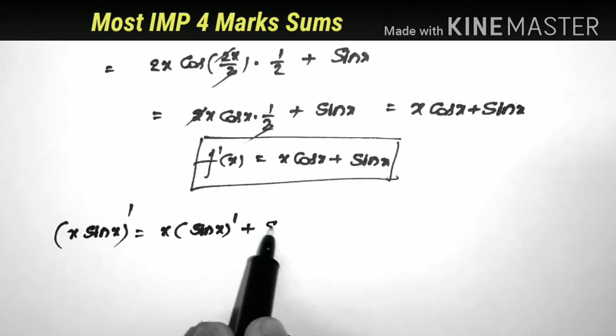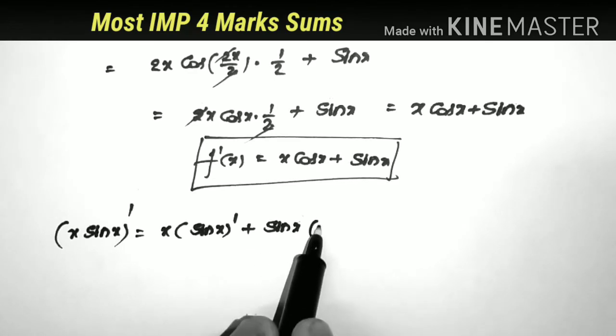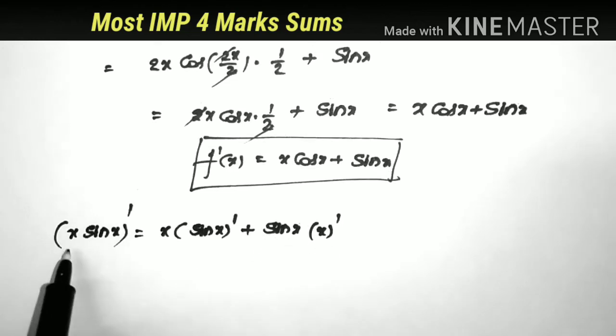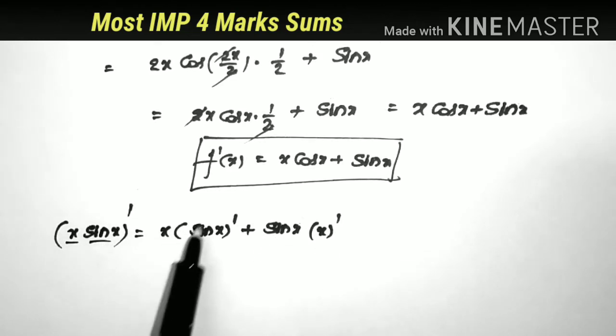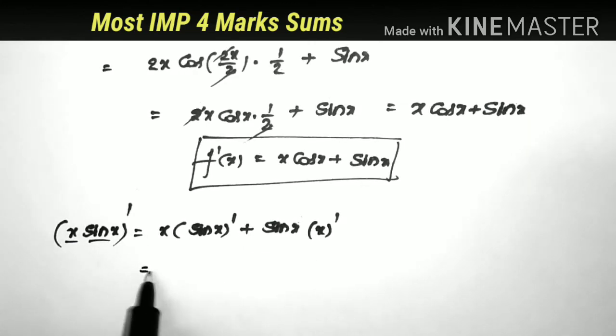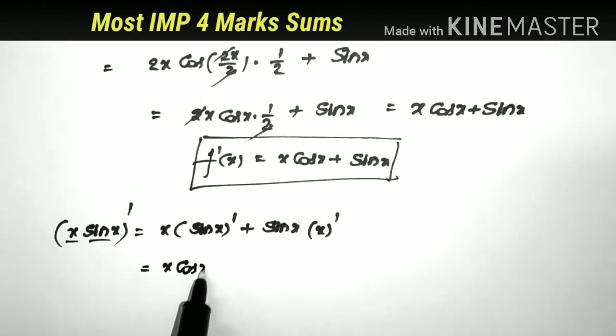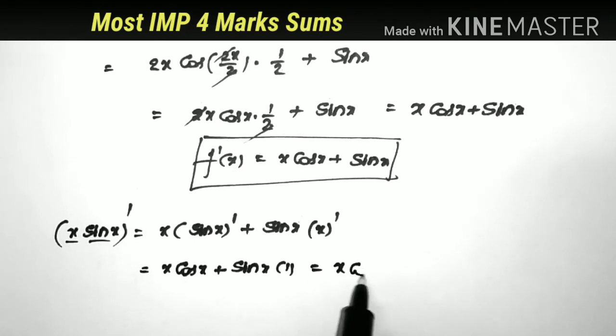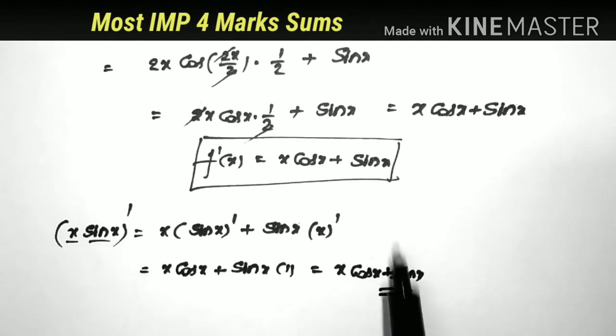x into sin x whole dash plus sin x into x whole dash. UV, U into V dash plus V into U dash. This is U, this is V. U into V dash plus V into U dash. That is x into sin x whole dash plus sin x into x dash. And this is equal to x into, what is sin x derivative? cos x, plus sin x into, what is x derivative? 1. So the answer is x cos x plus sin x. Now this is the verification. Therefore both answers are the same. That's all. This is the answer.